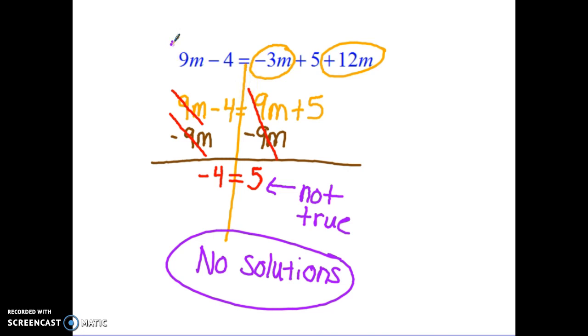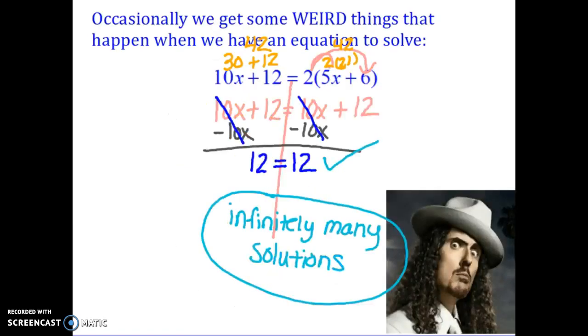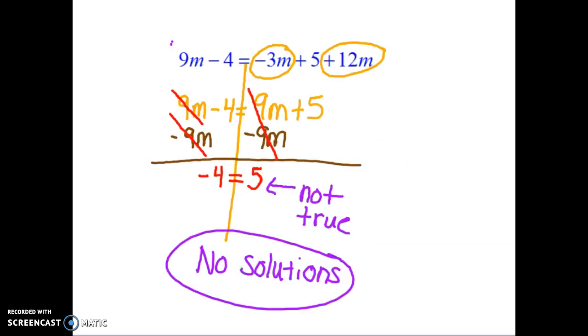So again, just to recap, when you're solving equations and your variables cancel out, if you are left with no variables and your resulting equation, like we saw in the last problem, is true, 12 equals 12, then you're going to have infinitely many solutions, whereas if you find yourself where the variables cancel out and the resulting equation is not true, then you're going to have no solutions.